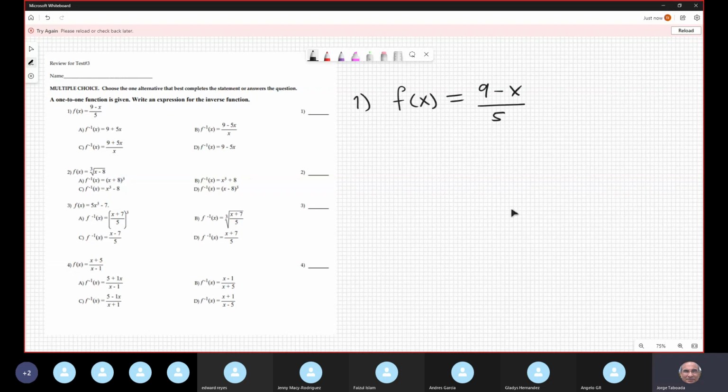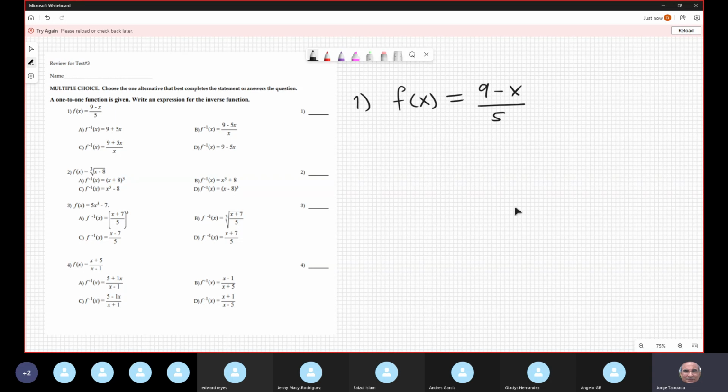Question number 1. What do you think about this function? This function is 1-to-1, yes or no? How do you know that? What is the fantastic test? Okay, we have to find the 1-to-1. Come on, help me. Nobody knows? Horizontal line test.